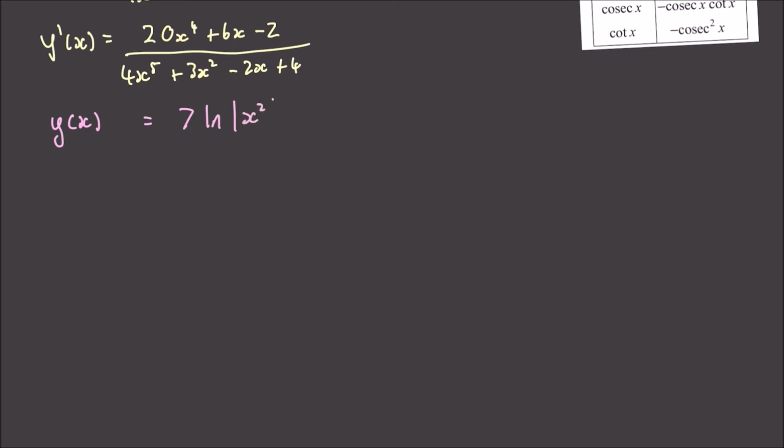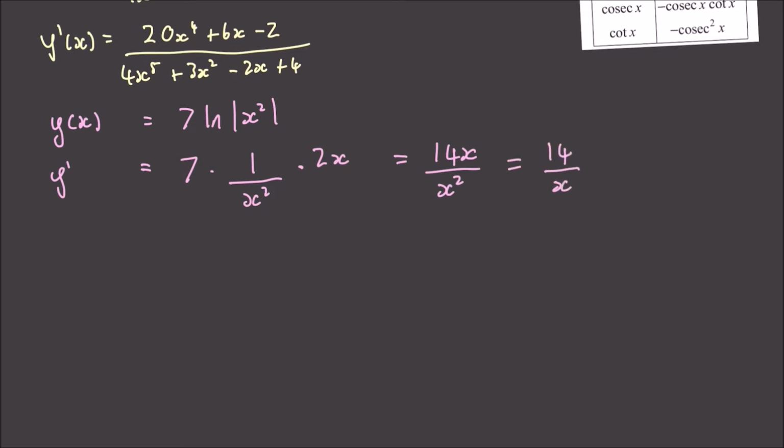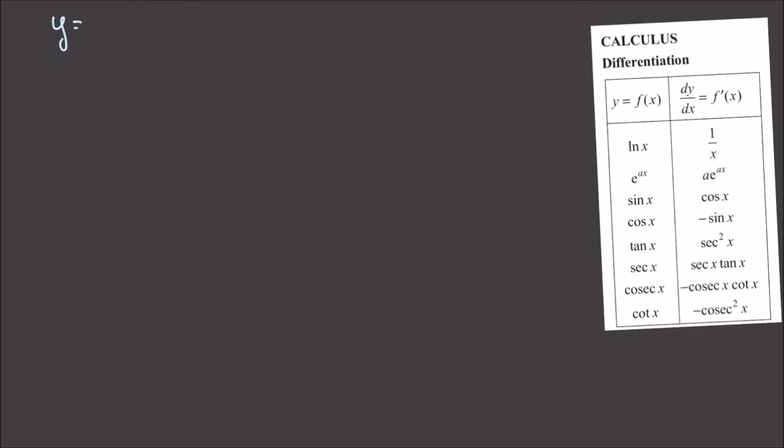Alright, have a go at this one, pause the video, and see how you go. Right, here's the answer. 7, that just stays at the front, times 1 over x squared, multiplied by the derivative of x squared, which is 2x. Simplifies to this. And we can simplify this further by dividing both sides by x, top and bottom. Right, let's move on to another one.